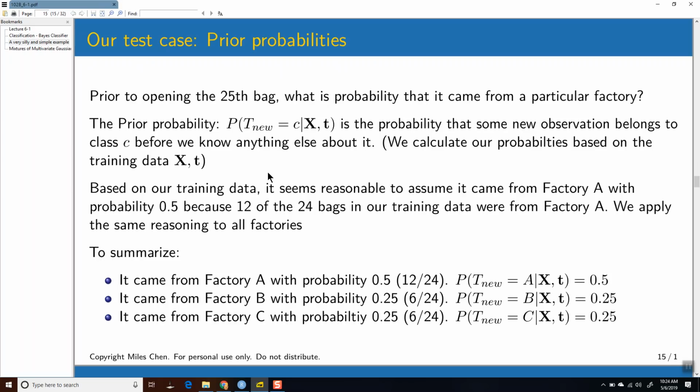If we apply this reasoning to our full data set, we would say it comes from factory A with probability 0.5, factory B with probability 0.25, and factory C with probability 0.25. In formula form, it looks like this: 0.5, 0.25, 0.25, given our training data. Right now we're just assuming that, because half of the labeled bags in our order came from factory A, this has a probability of 0.5 of coming from factory A. Does that feel okay?